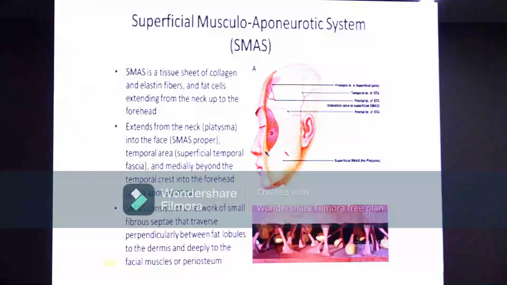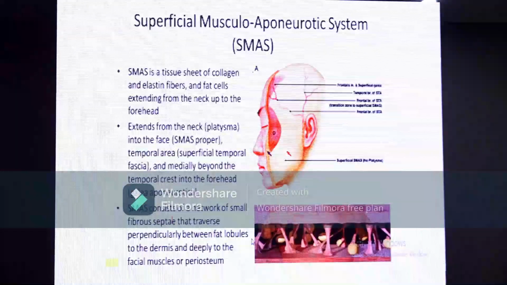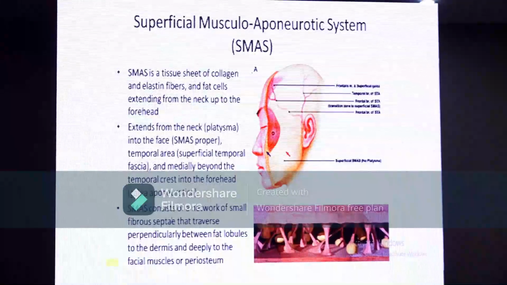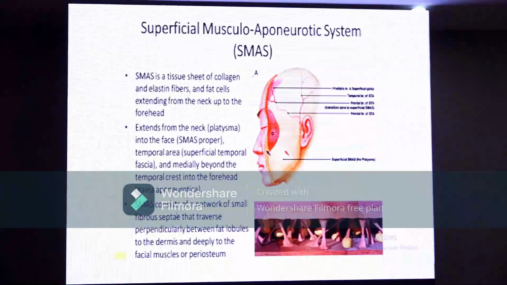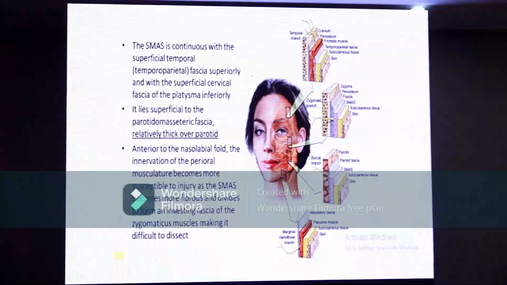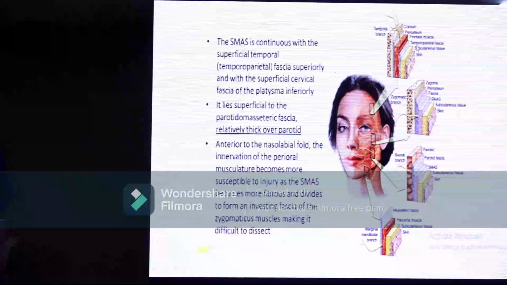The figure below shows us that SMAS consists of a network of small fibrous septi that traverse perpendicularly between fat lobules to the dermis and deeply to the facial muscles or periostea. In the temporal area, this is called temporoparietal fascia.